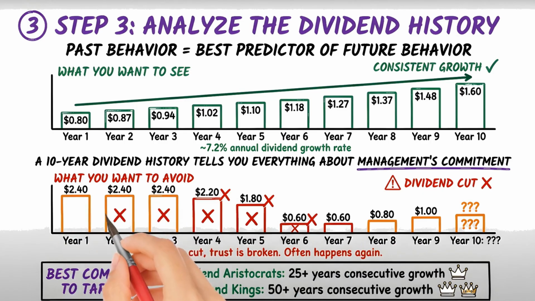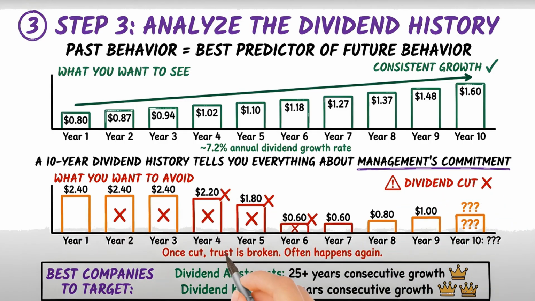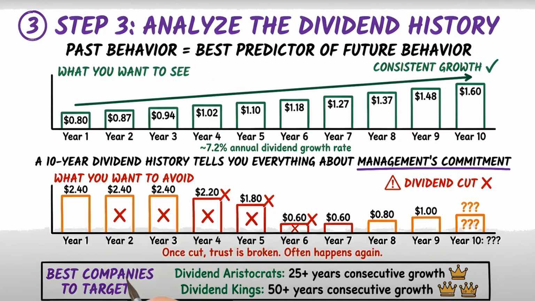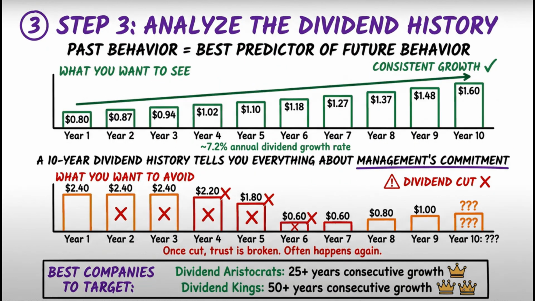The gold standard targets are dividend aristocrats, companies with 25 or more consecutive years of dividend increases, and dividend kings with 50 or more years. These companies have maintained and raised dividends through recessions, financial crises, and global pandemics. That kind of commitment doesn't happen by accident.